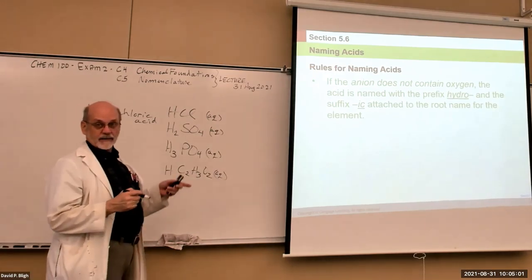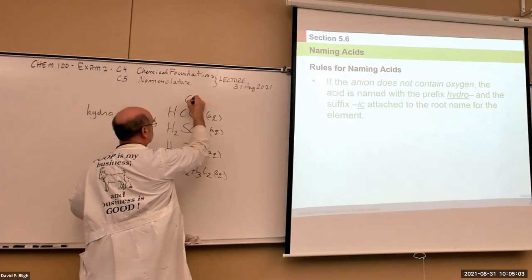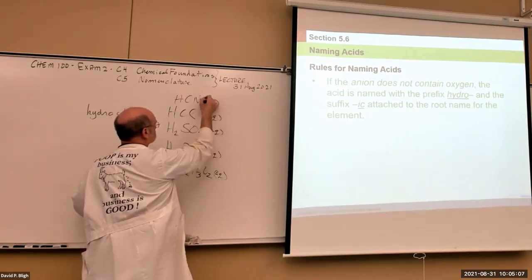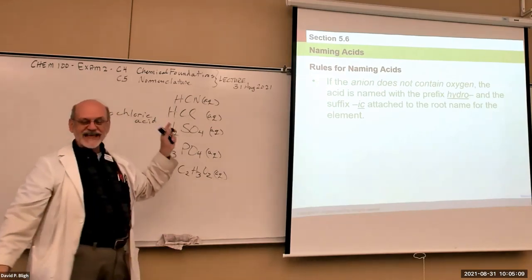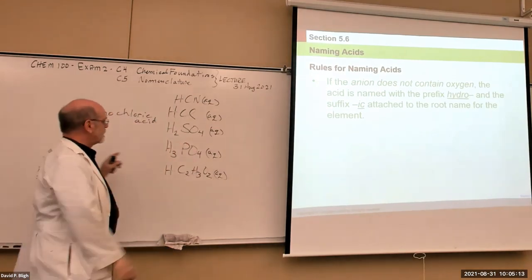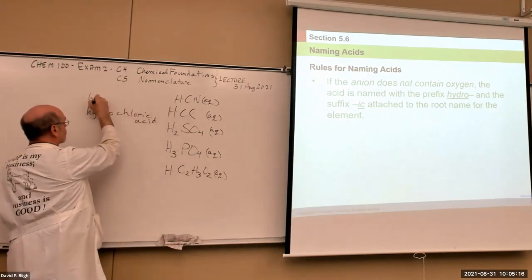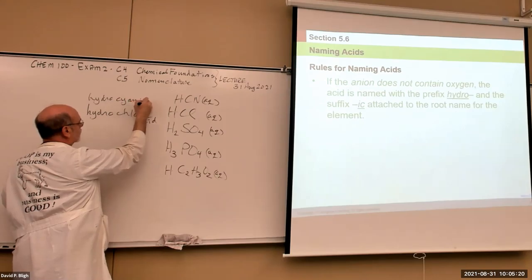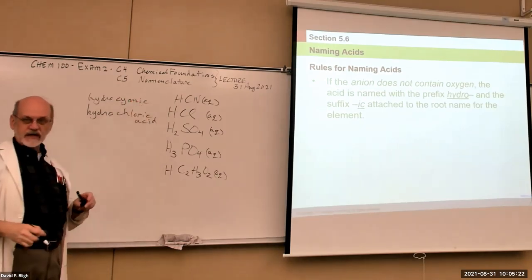Suppose we have a polyatomic here. Right? What is CN? CN is a polyatomic, cyanide. So no oxygen, we say hydro. Cyanic. Cyanide, I becomes ic.